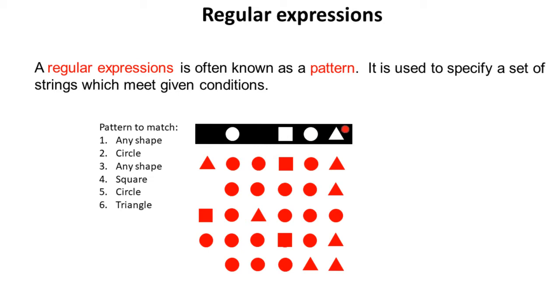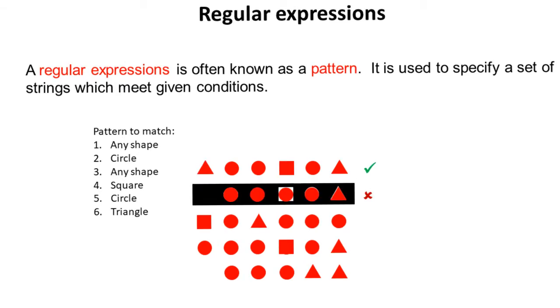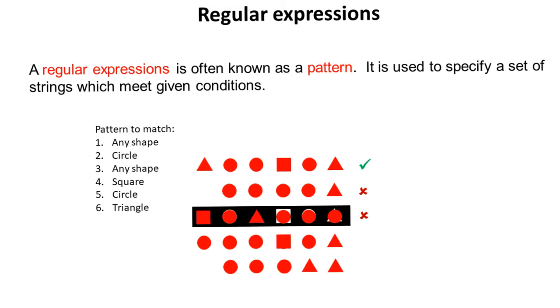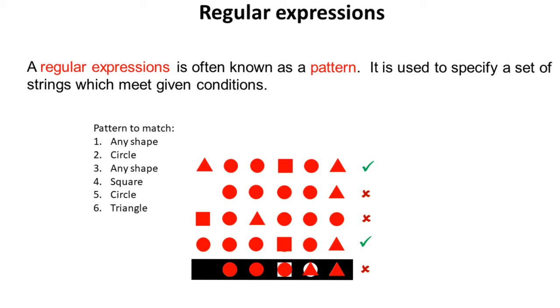If we apply this pattern, this regular expression, to the following set of symbols, it will return which ones have matched and which ones haven't. So the first one matches fine. The second one fails to match because the fourth position requires a square and it finds a circle. The third one fails to match. The fourth one matches. And the fifth one fails to match. So you can see that we can create a regular expression, some kind of pattern, and then we can use that to see what type of text matches.